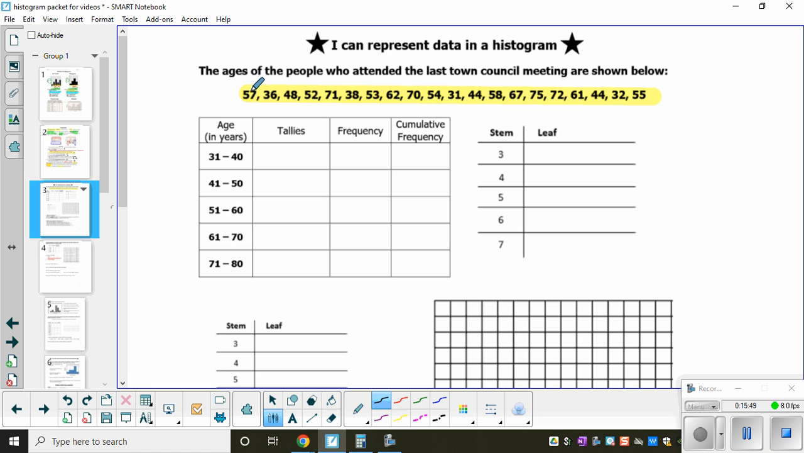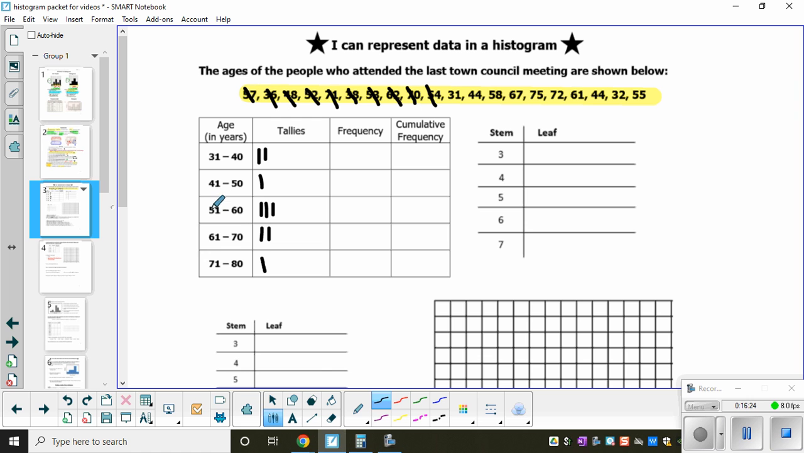And so if the first age is 57, 57 falls in this range. 36 falls in this range. 48 would fall in here. 52 goes here. See how I'm crossing them out as I go? That just means I'm not missing anything. I can also count and say, okay, so far I have 4 things crossed out. I have 4 things down here. A 71 would be in this category. A 38 would be in this category. A 53 is right here. 62 would go here. A 70 would go here.